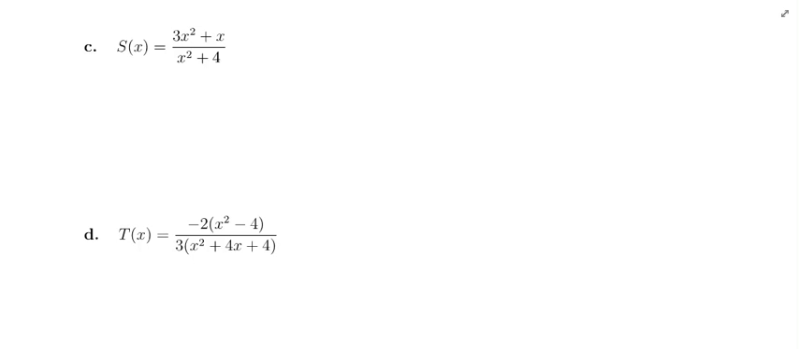We are also going to find the domain of the functions in examples 1c and 1d. So in example 1c, our rational function is s of x equals 3x squared plus x over x squared plus 4. How do you find the domain of a rational function? You need to figure out the bad spots by setting the denominator equal to 0 and solving. So let's do that.